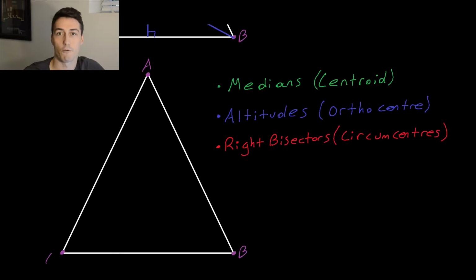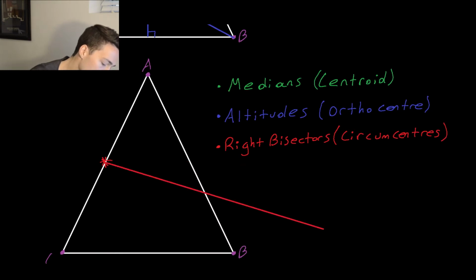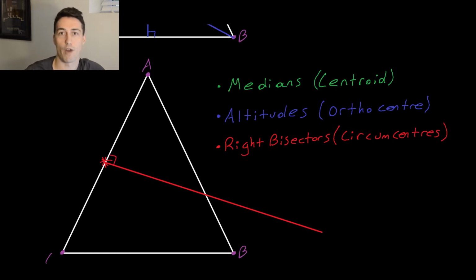And finally we have right bisectors, and right bisectors have kind of characteristics of medians as well as altitudes. So what we're going to do is we're going to find the midpoint of a side of a triangle. So we'll start with AC. So the midpoint is probably around there. And now we're just going to draw a perpendicular line from that point. It's not going to go through a vertex this time. So we're going to draw a line that's perpendicular to line AC at that point. So I'm going to say that's a perpendicular line right there. And that would be one of the right bisectors.